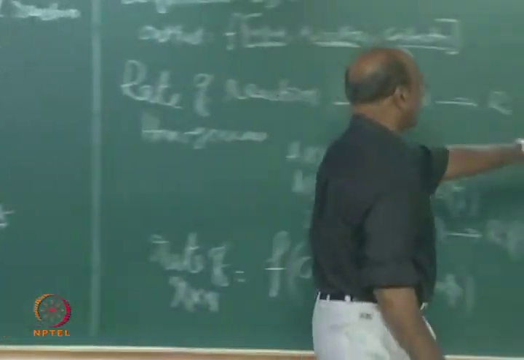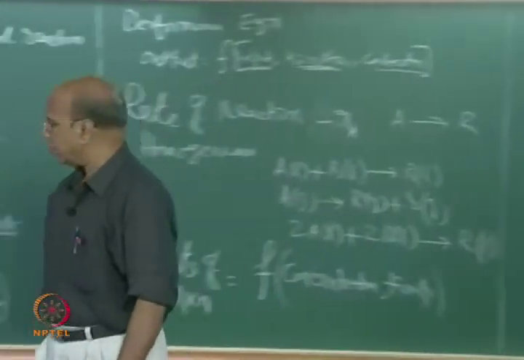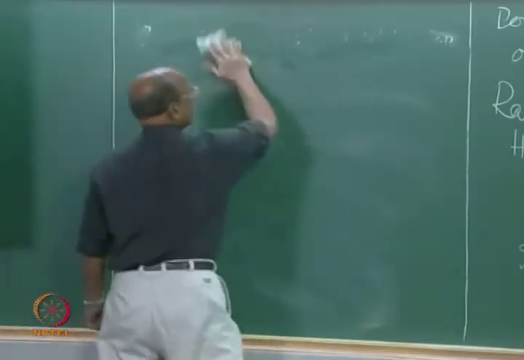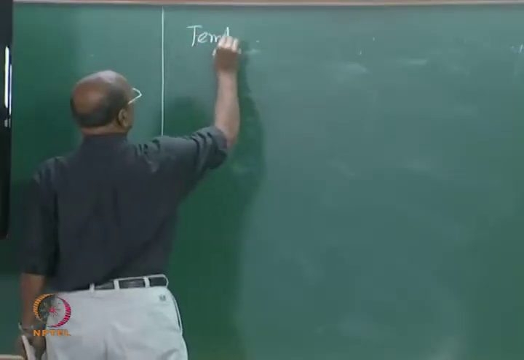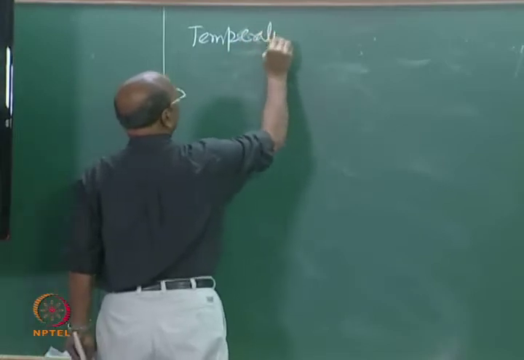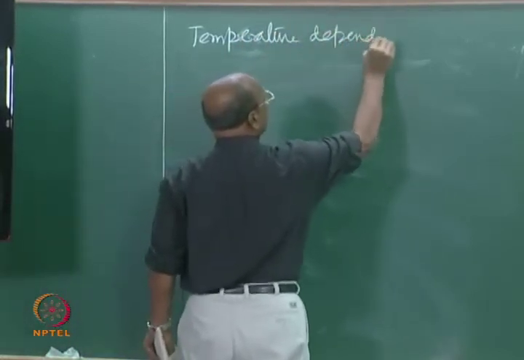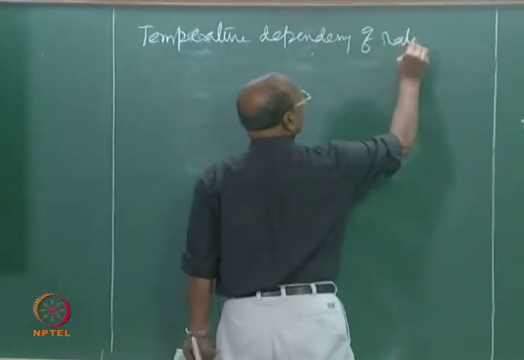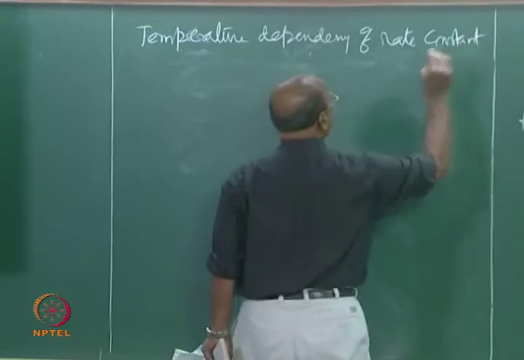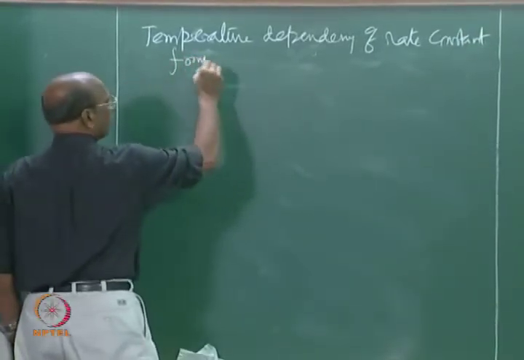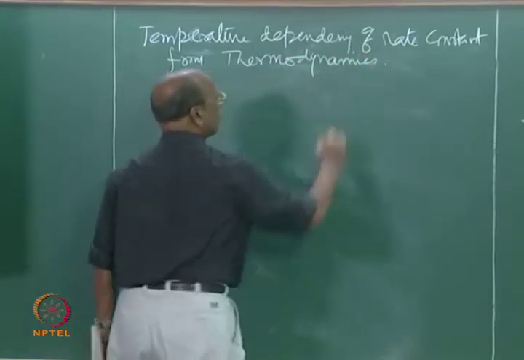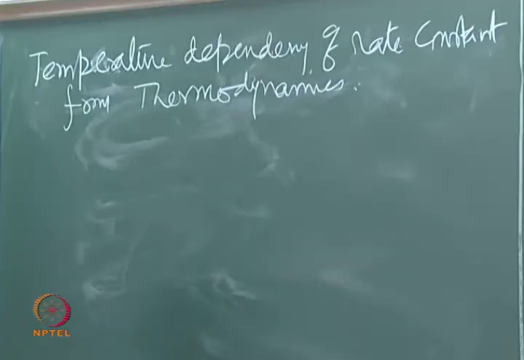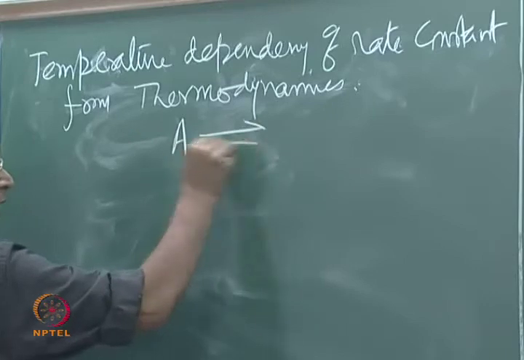This format means the exponential term. We are now trying to find out that k functionality using thermodynamic information. Temperature dependency of rate constant from thermodynamics. Okay, good. Because we will take simple equations just to get the point.